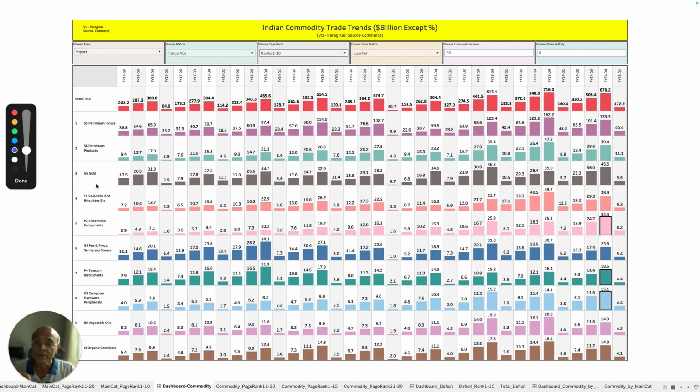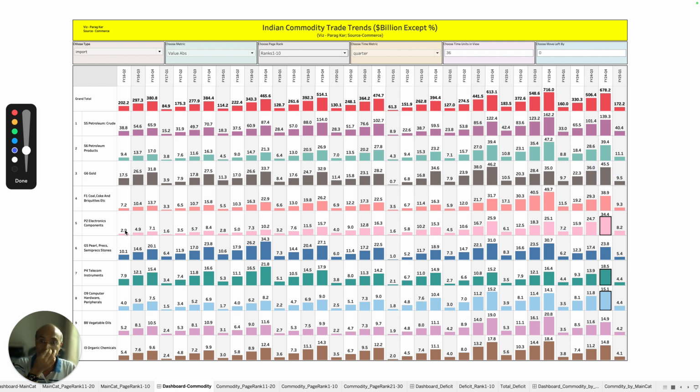Then gold. Gold is also a very important item where we are importing significantly. If you see here, the gold imports peaked in FY22 at $46.2 billion, and then again in FY24 it peaked at $45.5 billion, right?